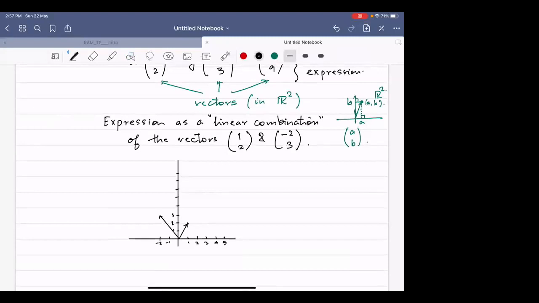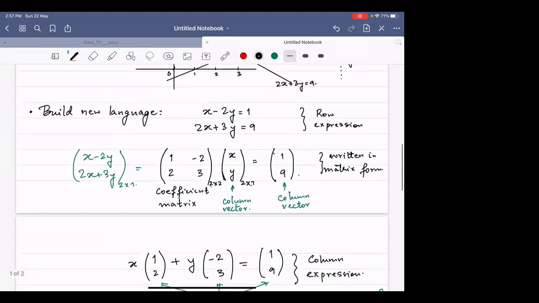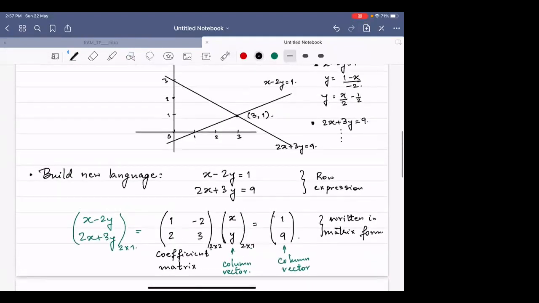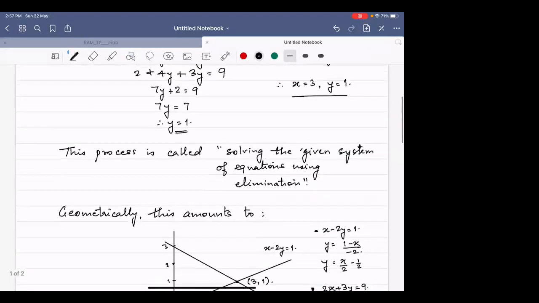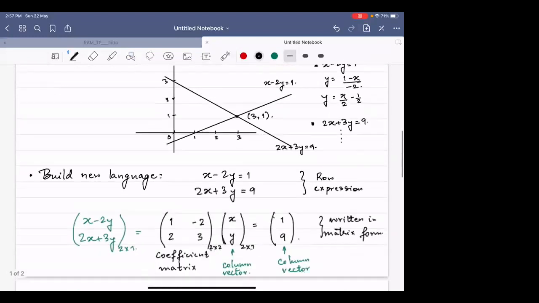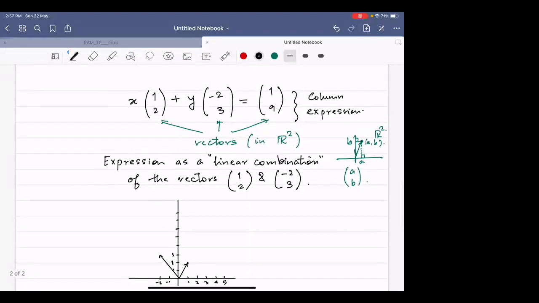Okay, and now I want to find a linear combination, which means I want to find x and y such that x times this first vector plus y times the second vector gives me the vector 1, 9. And the answer that I found here is telling me that if you take x equal to 3 and y equal to 1, that should work. What does that mean? X equal to 3 would mean I'm multiplying this vector 1, 2 by 3. So I'm taking 3 times this vector plus 1 times this vector.